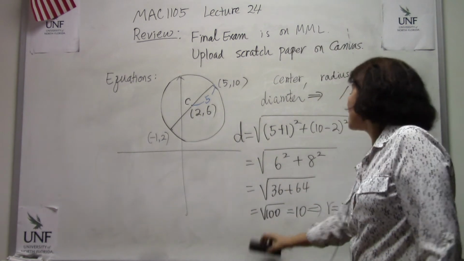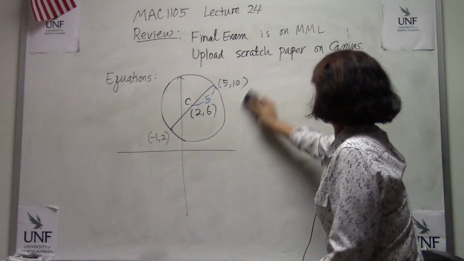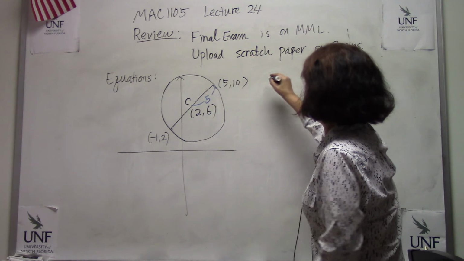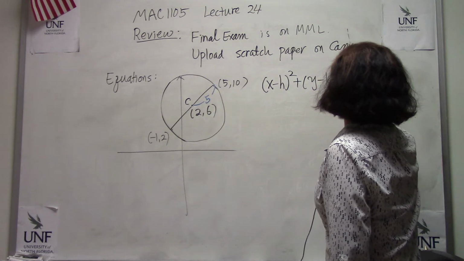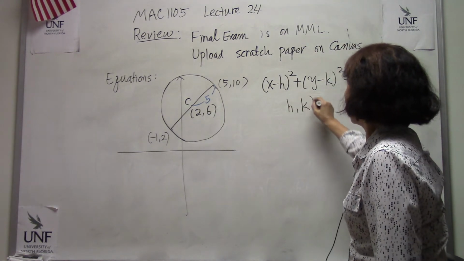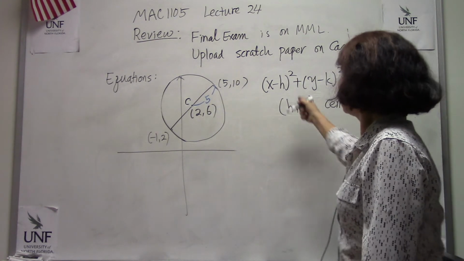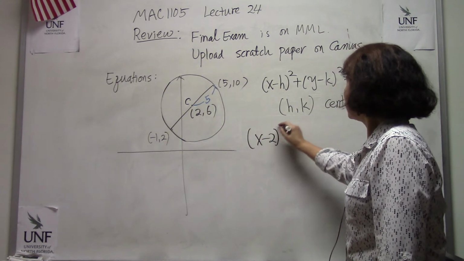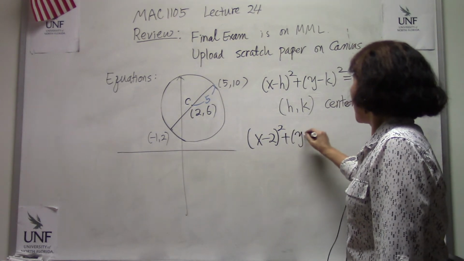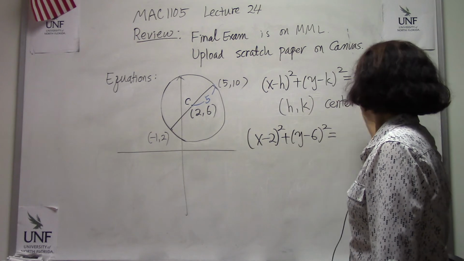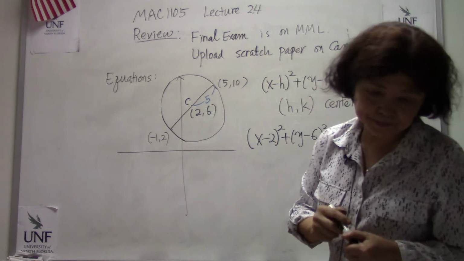So what is the equation? The equation of a circle is (x minus h) squared plus (y minus k) squared equals r squared, where (h, k) is the center of the circle, and of course r is the radius. So here we go. (x minus 2) squared, because when you have a 2, you write x minus 2. And here, (y minus 6) squared equals r squared, which is 5 squared. So you can say that that is 25. Okay.